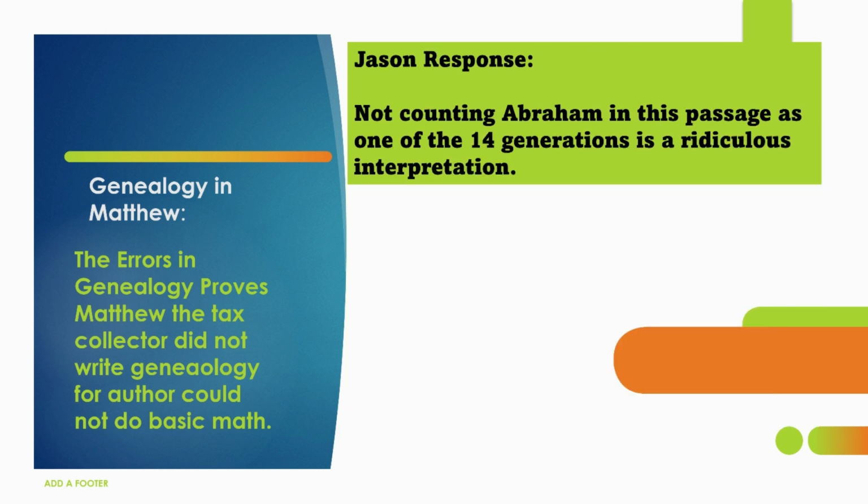Okay, to which he replied, now not counting Abraham in this passage as one of the 14 generations is a ridiculous interpretation. So he didn't try to refute me at all. I thought to myself, I could just go and leave him alone and leave him in his mistake.